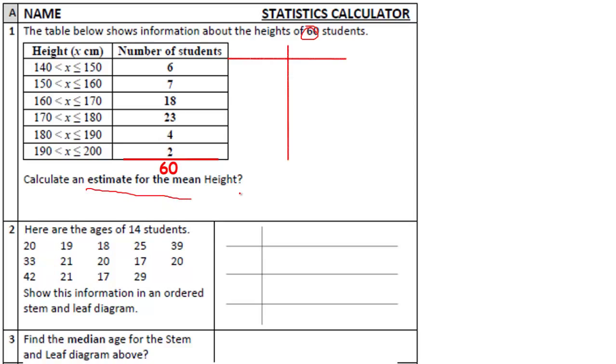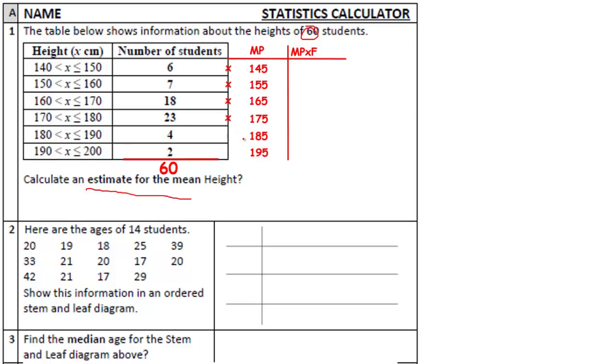Estimated mean basically means I need to work out the midpoints and also work out the midpoints times frequency. The midpoint of each of the groups is the halfway point in each of the groups. So that's going to be 145, 155, 165, and so on. I need to do midpoints, so these midpoints that I've just found, times the frequency.